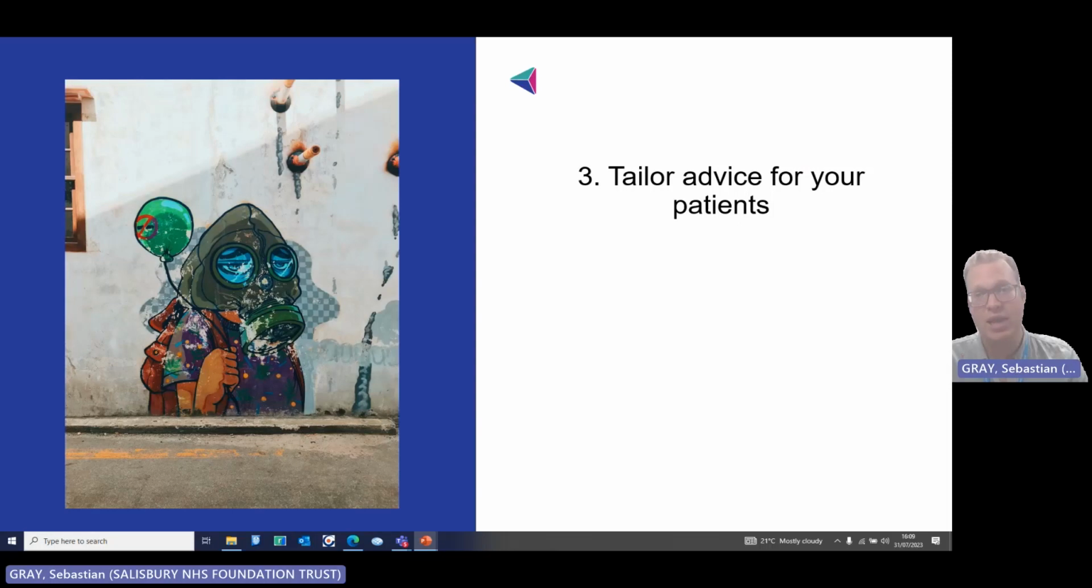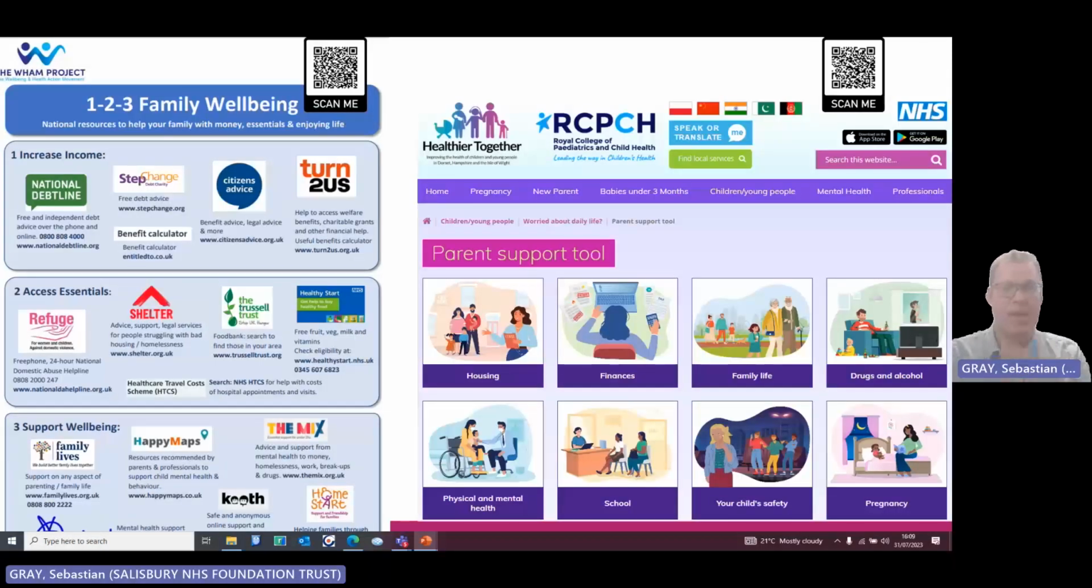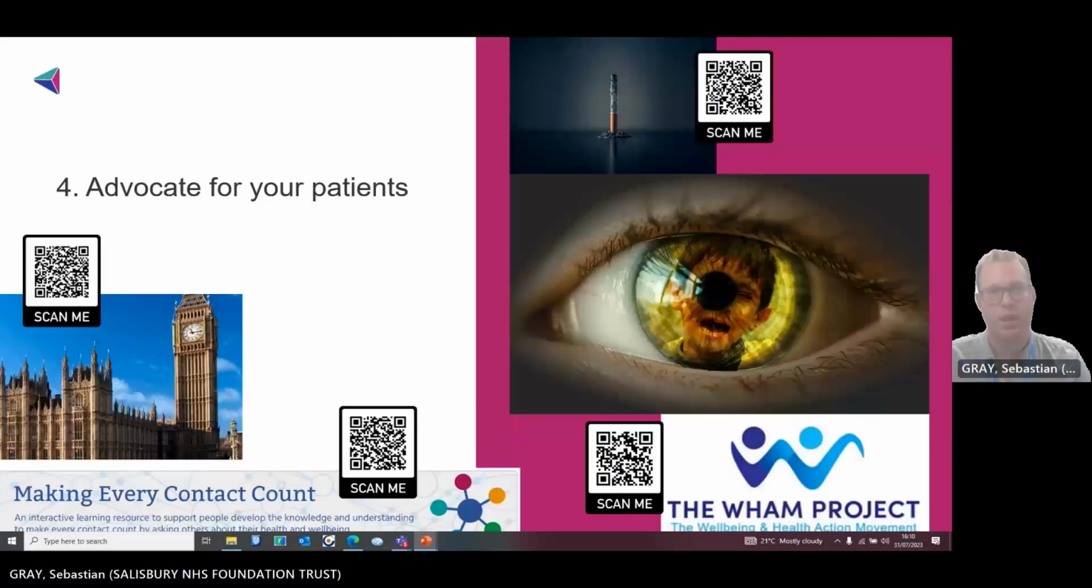Number 3, tailor the advice that you give for individual patients. There's loads of resources out there. Again, the WHAM project has developed some of the best signposting to the national resources available, and all the links are there. Healthier Together, likewise, a brilliant website that signposts to fantastic resources. But you need to know what's out there for your local population. Speak to your local authority, speak to your councils, find out what's available for your local population so you can signpost appropriately.